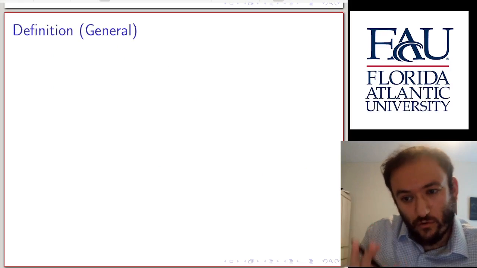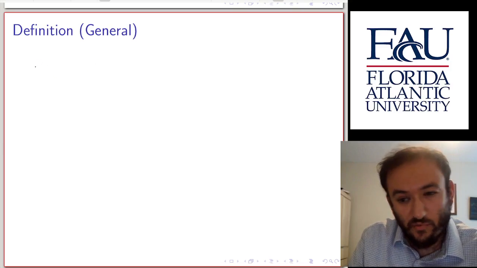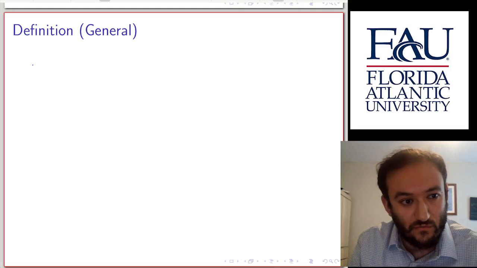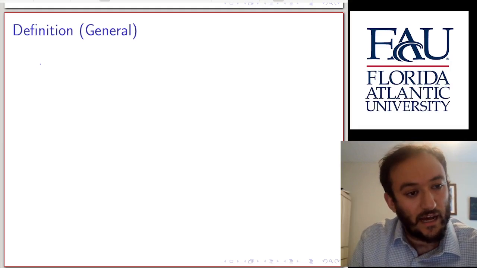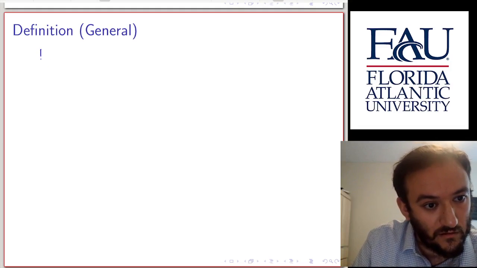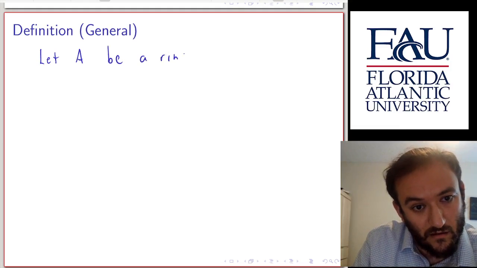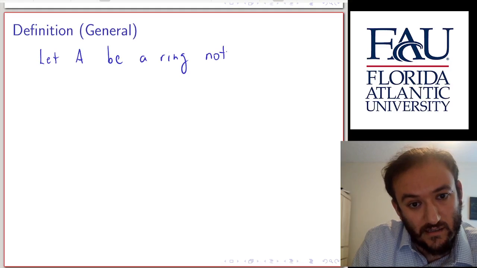So let's now generalize a bit. Both of those rings were integral domains, but there's a problem if we try to do this construction for non-integral domains. And here's where the problem shows up. So let A be a ring, not necessarily an integral domain.